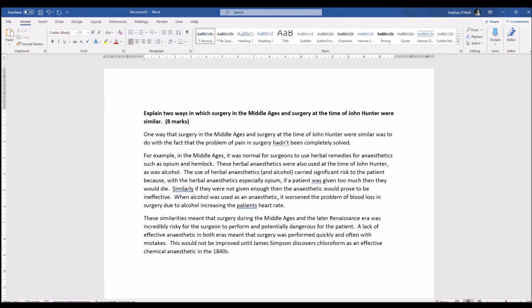Brilliant. Next paragraph, please. Actually, no, let me just read that first. One way that surgery in the Middle Ages and surgery at the time of John Hunter was similar was to do with the fact that the problem of pain in surgery hadn't been completely solved. For example, in the Middle Ages, it was normal for surgeons to use herbal remedies for anaesthetics, such as opium and hemlock. These herbal anaesthetics were also used at the time of John Hunter, as was alcohol. The use of herbal anaesthetics and alcohol carried significant risks to the patient because with the herbal anaesthetics, especially opium, if a patient was given too much, then they would die. Similarly, if they were not given enough, then the anaesthetic would prove to be ineffective. When alcohol was used as an anaesthetic, it worsened the problem of blood loss in surgery due to alcohol increasing the patient's heart rate.